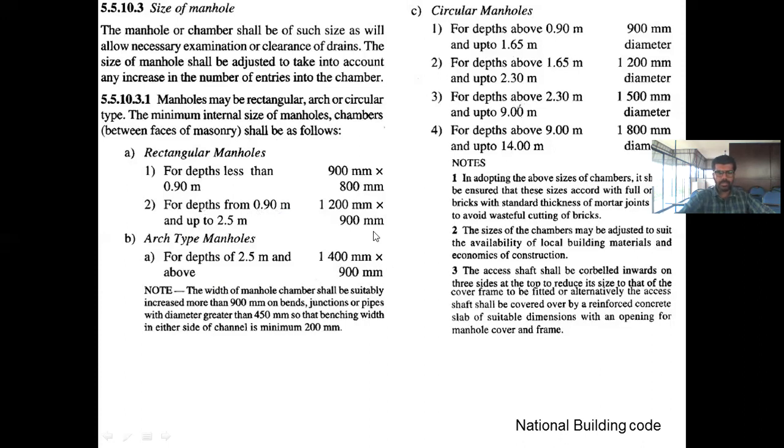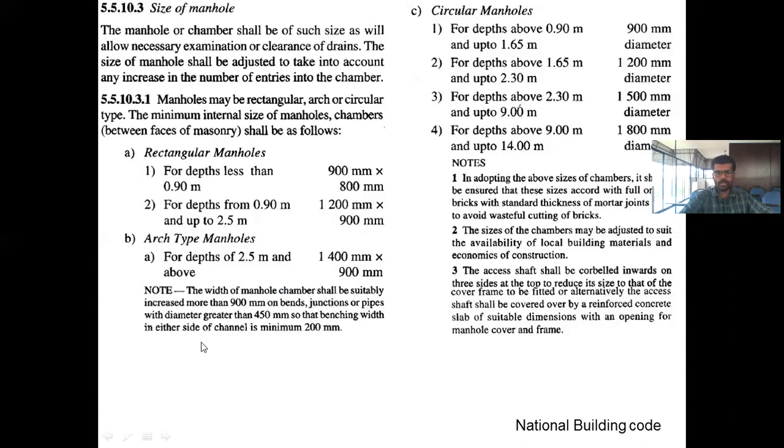The width of the manhole chamber shall be suitably increased to more than 900 mm on bends, junctions or pipes with a diameter greater than 450 mm. If there are bends or junctions or pipes with a diameter greater than 450 mm, you can increase the width of the manhole, so that the benching width on each side of the channel is minimum 200 mm.